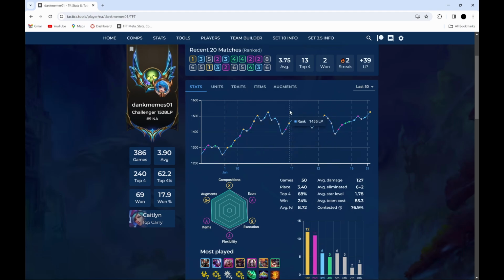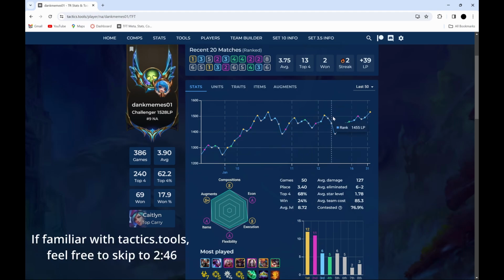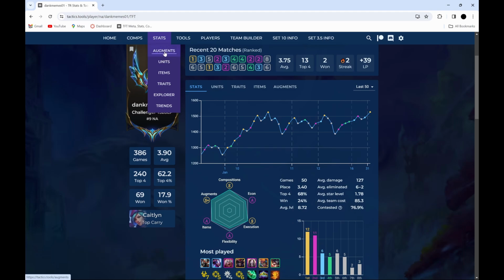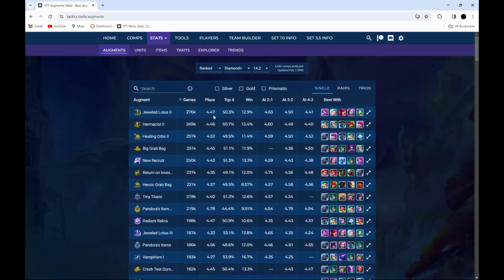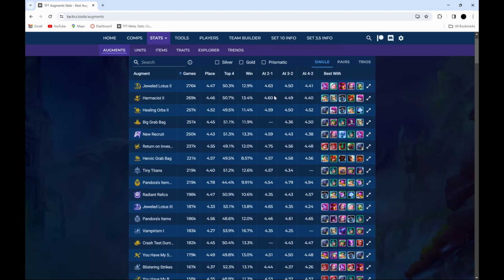Before I get into the mistakes, I want to give a brief overview of what I think the most useful features of TACTICS.TOOLS are for people who may not be familiar with stats or how to use this website. The 2 main features that I find myself most commonly using are both under the Stats tab: the Augments and the Explorer feature. This Augments feature is most useful for giving a generic overview of the strongest augments in the game overall, and it's mainly used when you are not playing a specific composition.